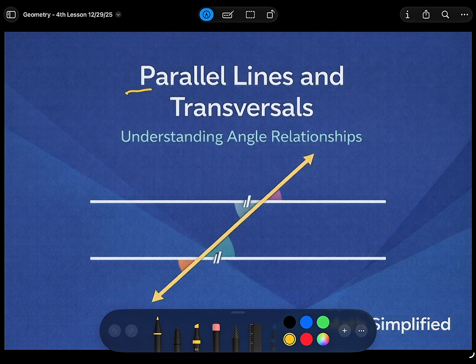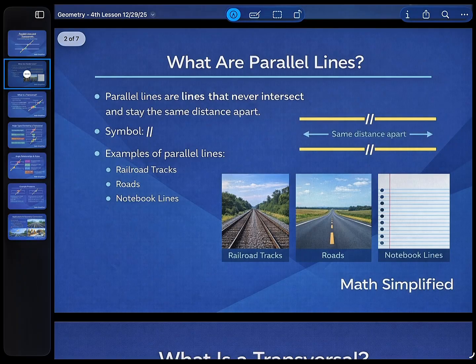In this lesson, we'll be learning about parallel lines and transversals. Let's move on to the next one. So parallel lines are lines that never intersect.